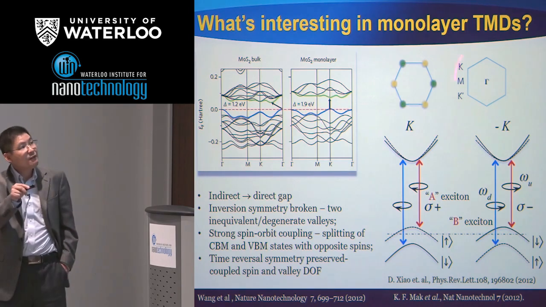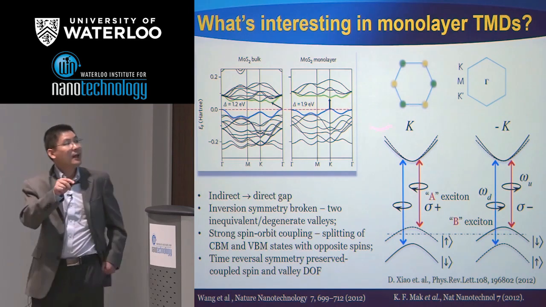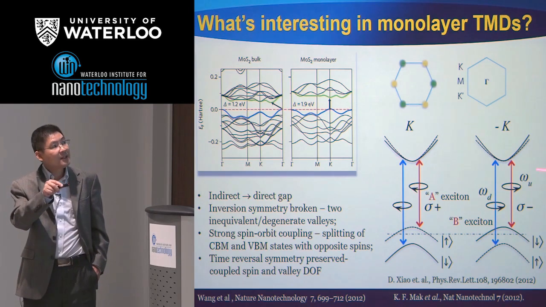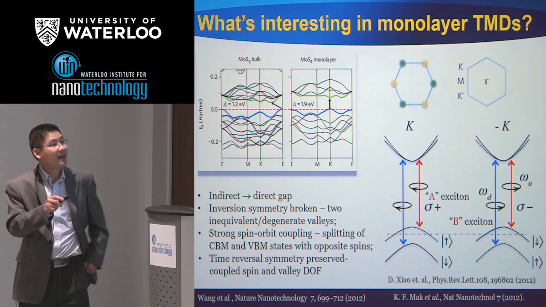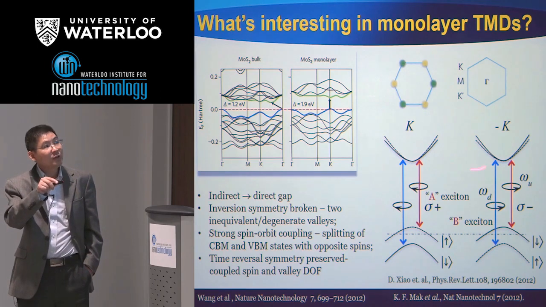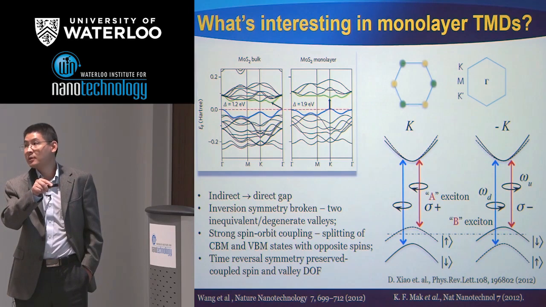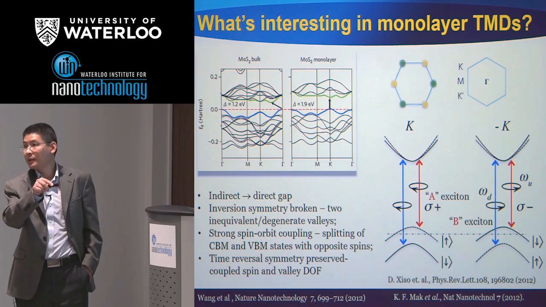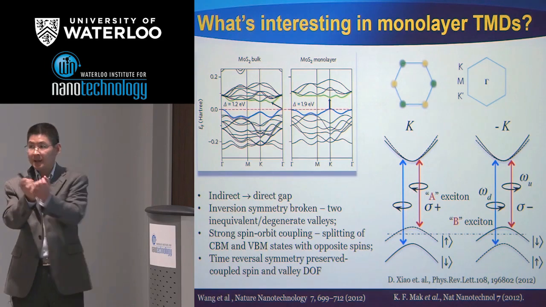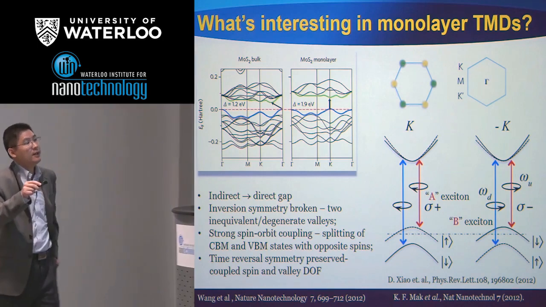Now, in the monolayer, the inversion symmetry is broken. The consequence of that is it actually leads to two inequivalent yet degenerate valleys. What I mean by that is that these two valleys, where a valley means the energy extremum points, are energetically degenerate. So these bands are at the same energy levels. However, they are inequivalent because they have a large difference in their momentum.